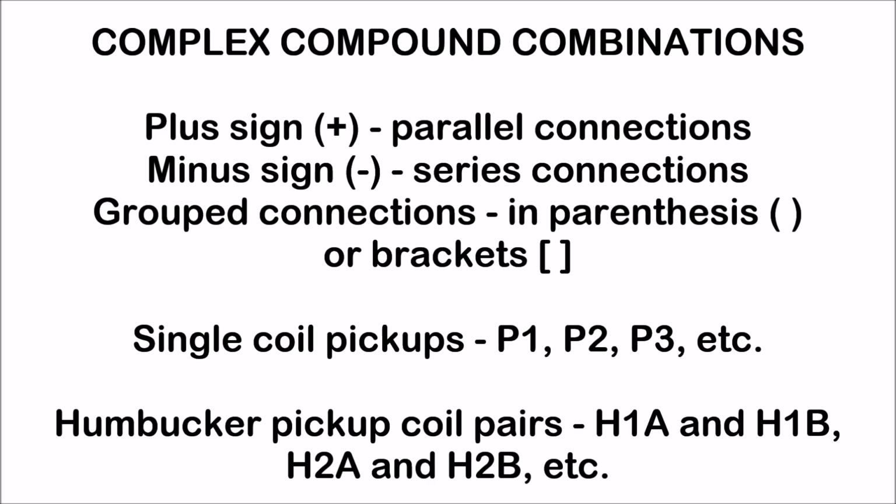In complex compound connection combinations, cited only in passing, mathematical symbols shall be used to describe the type of connections involved. Plus sign shall be used for parallel connections, minus sign for series connections, and grouped connections shall be in parenthesis or brackets. Single coil pickups shall be designated as P1, P2, P3, and so on. Humbucker pickup coil pairs shall be designated as H1A and H1B, H2A and H2B, and so on.